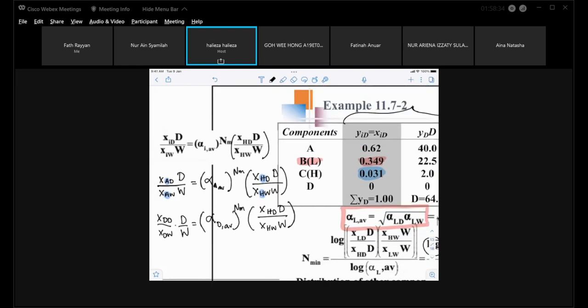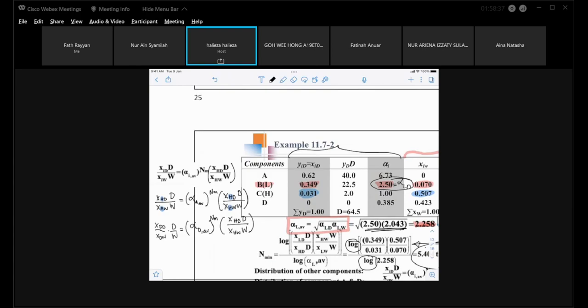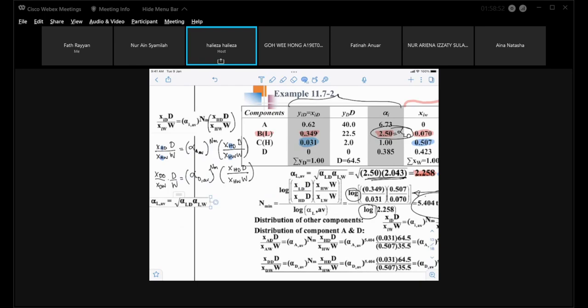So now, what is the average relative volatility? You're going to use the same equation you used just now for the light key. Let me delete this first so that I can copy the light key equation and put it over here. Now, this is specifically for the light key, so I'm going to replace it with component A only. If I'm going to do it for component D, I do the same thing. Square root it.